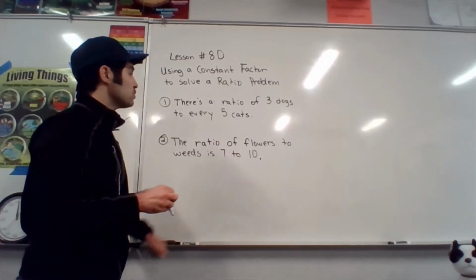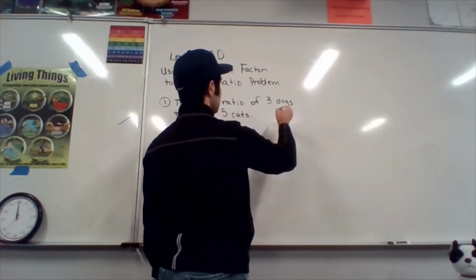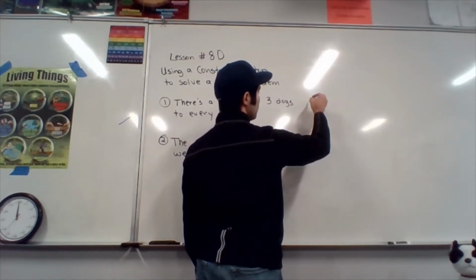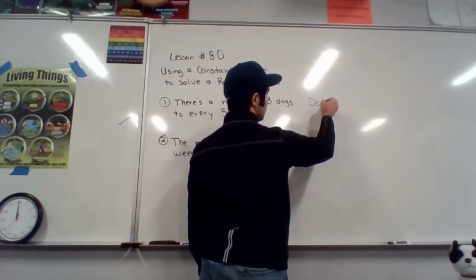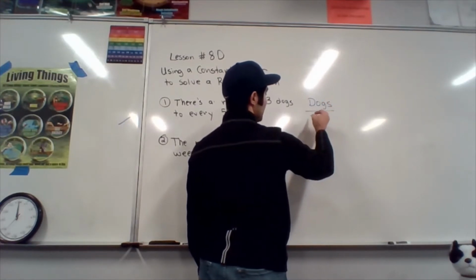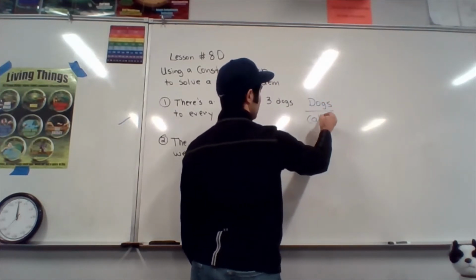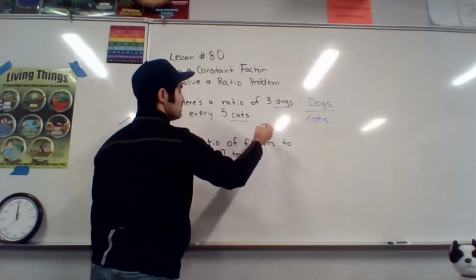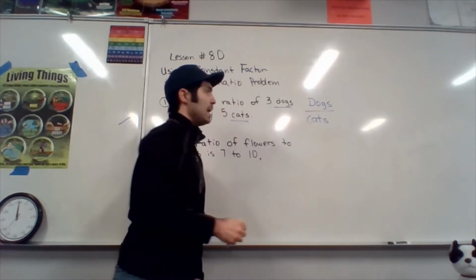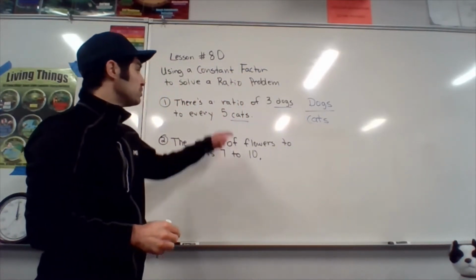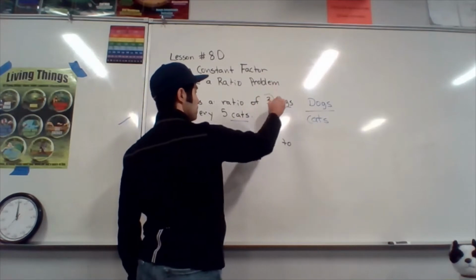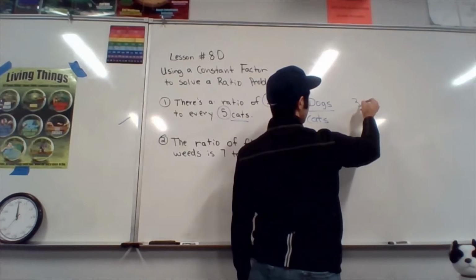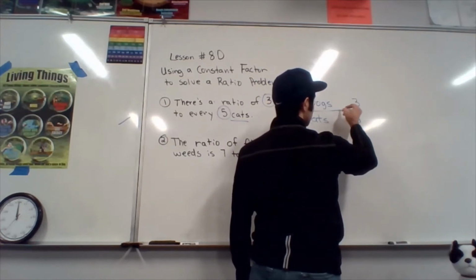Okay, if I were to write this ratio, I would say it is dogs to cats. So this is important. You want to write dogs on top and cats on bottom. The word dogs comes first, so that goes on top, and the word cats comes second, so that goes on bottom. Now, the numbers that correspond to dogs and cats are right next to it. This one's pretty easy, 3 and 5. So that would be equal to, there are 3 dogs and 5 cats.